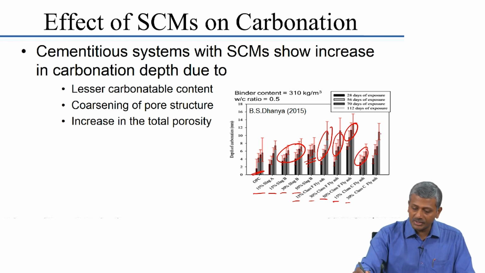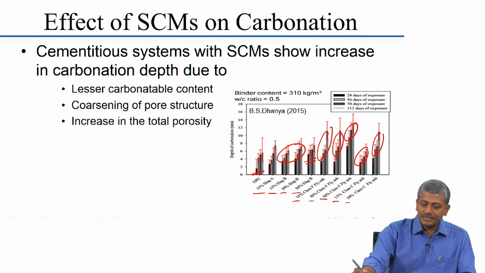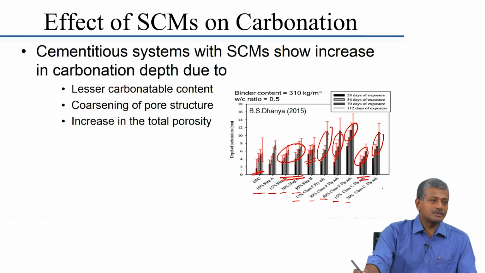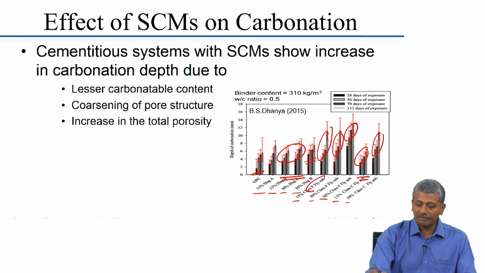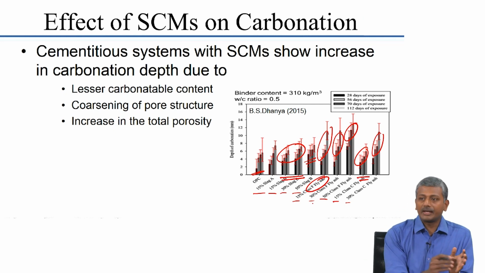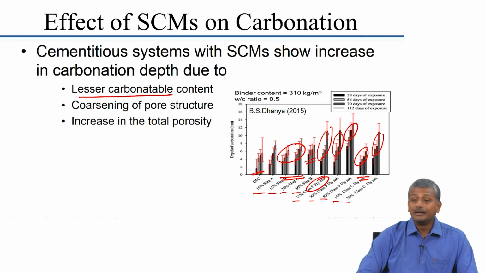With class C fly ash, you do not see that much of an increase at 15%, but you see some increase at 30%. Again, class C fly ash is contributing a lot of calcium. So, any system that is rich in calcium like slag for instance or class C fly ash at lower dosages will not really suffer the same extent of carbonation as a type F fly ash. So, you have to understand that the depth of carbonation will directly depend on how much carbon dioxide can be consumed by the calcium bearing phases in the system. So, what we have seen is generally the carbonation depth is higher primarily because of this lesser carbonatable content.